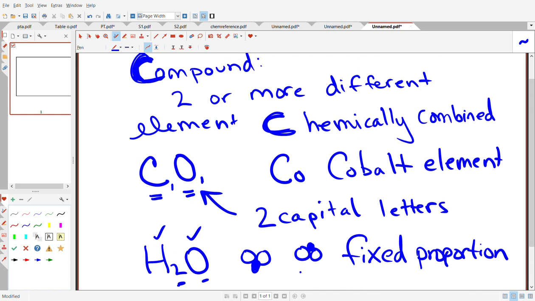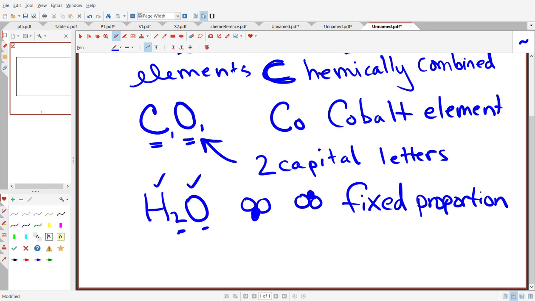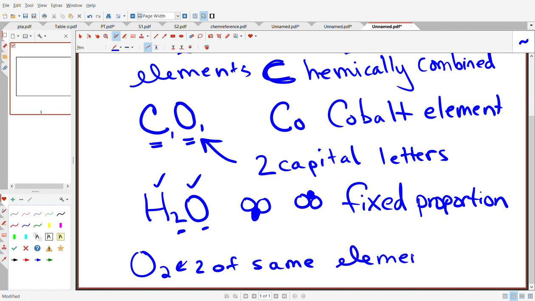So compounds are two or more. And why do I say different elements? Because I could give you a diatomic element again, like O2. Those are two of the same. Therefore, that one's also an element. Here, it's not, and I'm going to abbreviate compounds, not a compound. So elements and compounds are both pure.